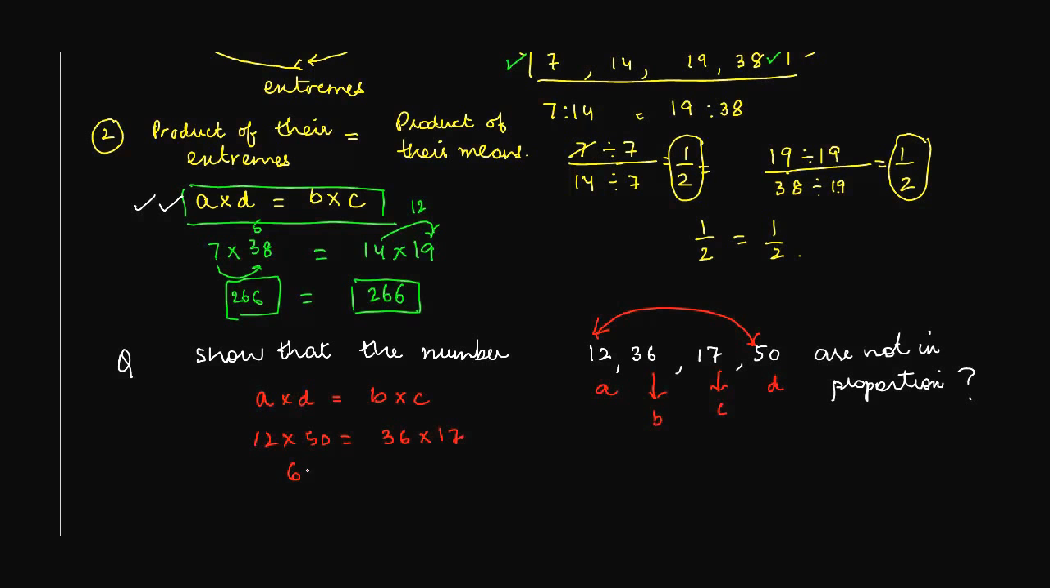Right? Now 12 into 50 gives you what? 600. 36 into 17 will give you what? 17 times 6 is 102. 2, 10 carry. 17 times 3 is 51 plus 10, 61. But we know that 600 is not equal to 612. Hence, we can safely assume that these numbers are not in proportion. Because if they were in proportion, then A into D, or in other words, the product of the two extremes, should be equal to the product of the means, which is not the case over here.